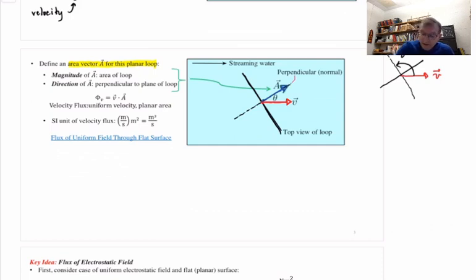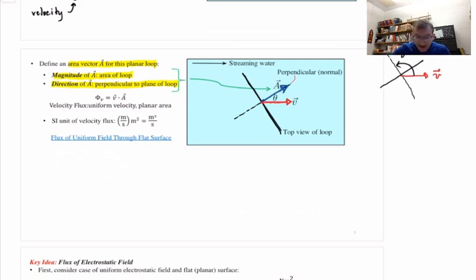Here's how we define it. First, its magnitude. That's easy. The magnitude of A arrow is just the area inside the loop. The direction of A arrow is perpendicular to the plane of the loop. That's why I drew it along that dashed line. And for a flat surface like this, there's just that one area vector representing the entire area in a direction along that perpendicular.